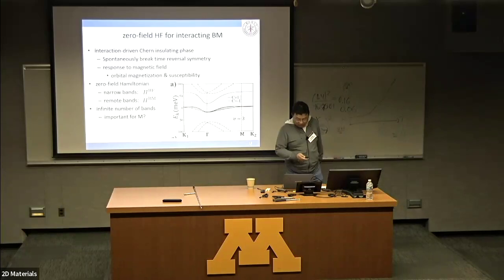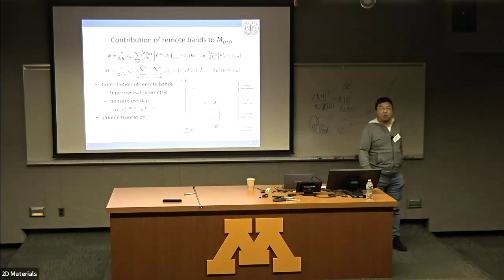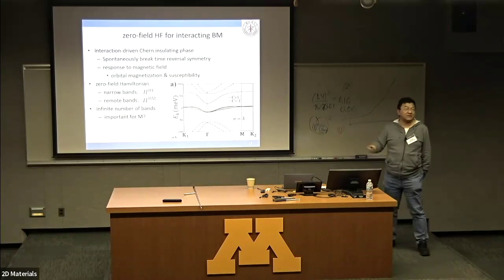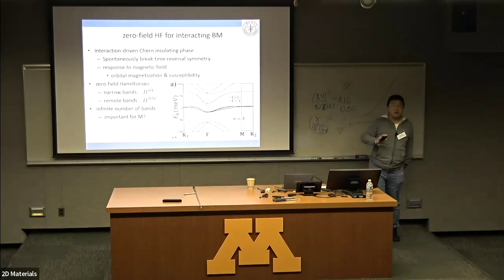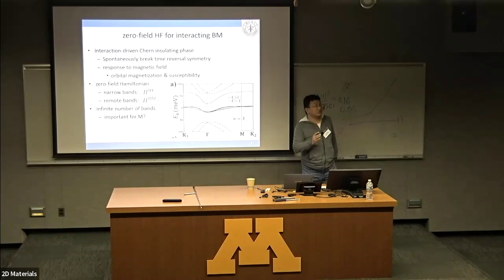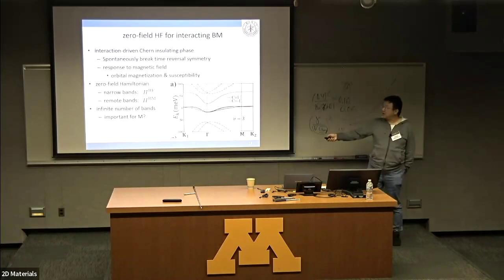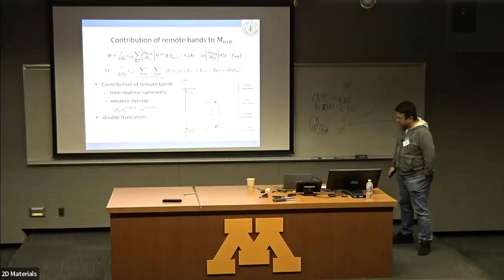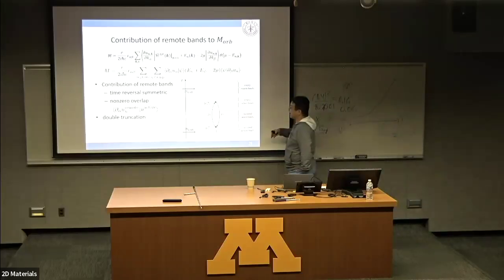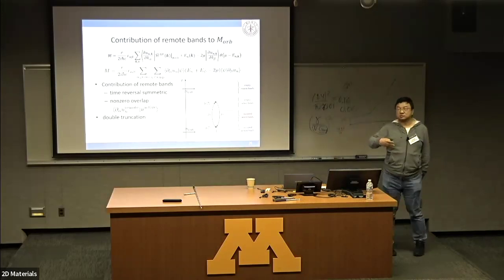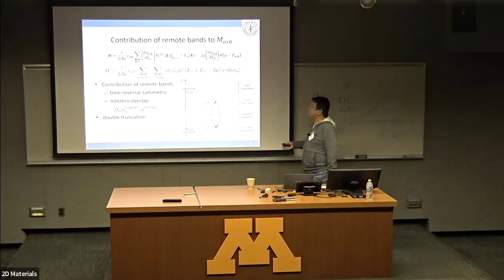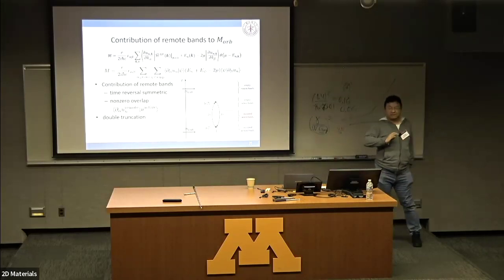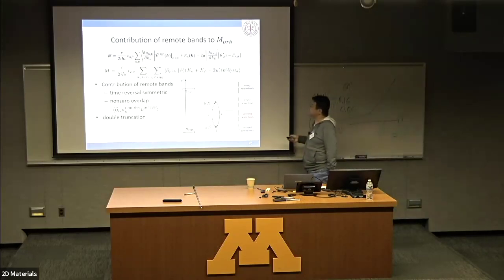Now, usually you may think that the answer is no, because all these remote bands do not break time reversal symmetry. You look at their Bloch states, you look at their energy, and everything is time reversal symmetric for these remote bands. But it turns out that when you really do some numerical calculation, you immediately realize that they do have some contribution to the orbital magnetization. Why do they contribute even when they do not break time reversal themselves?